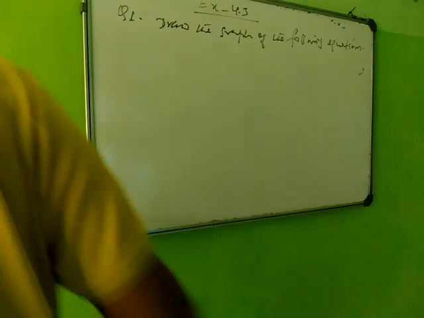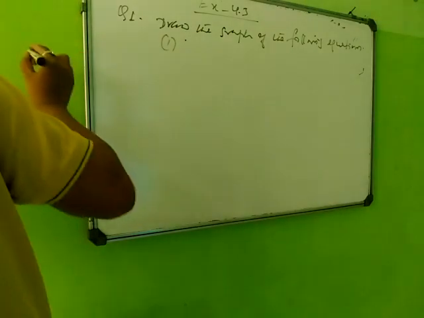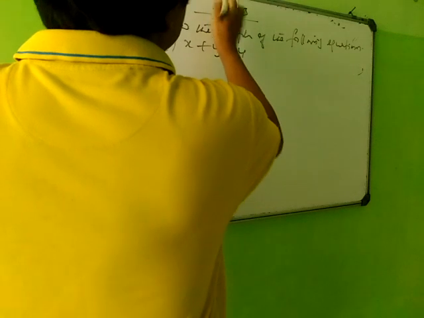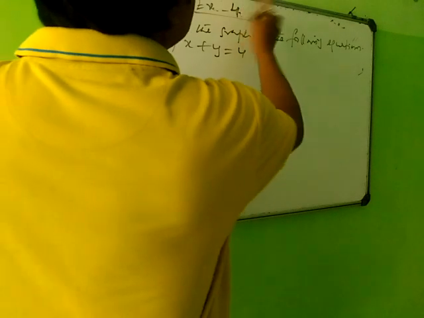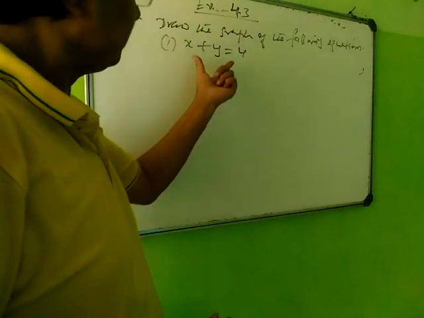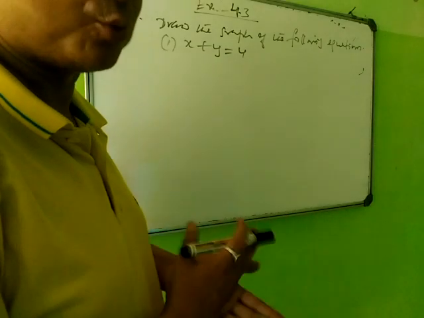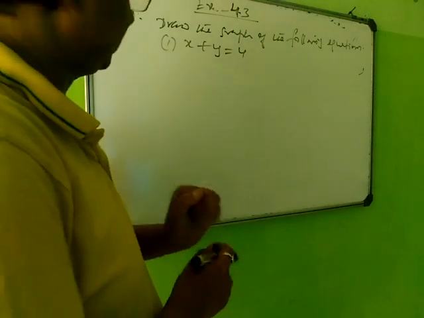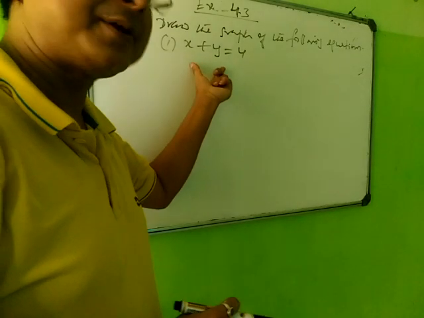So, number 1, it is x plus y equals to 4. It is exercise 4.3. Now you see, children, they have given one equation. You have to draw the graph. So the minimum number of points generally is 2, but it will be more convenient if you take minimum 3 points. Generally, you need only 2 points, but here we will take 3 points.